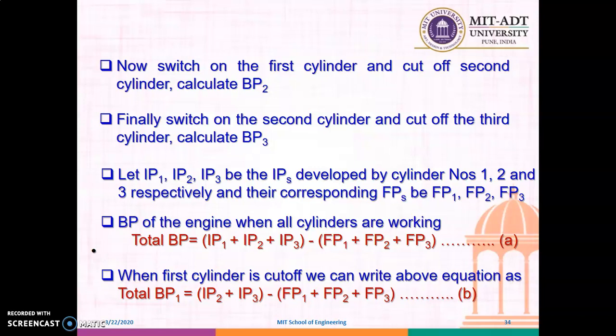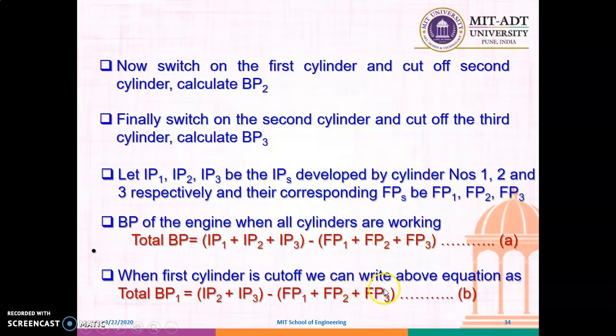Now, the brake power of the engine when all cylinders are working. For that we are writing the equation. What is the fundamental relationship between brake power, indicated power and friction power? Brake power is the difference between indicated power and friction power. That's what is explained by equation A. Now this BP is the brake power of the engine when all cylinders are working. That is written as BP is equal to the sum of IPs of all cylinders, IP1 plus IP2 plus IP3, minus the sum of the friction powers of all cylinders, FP1 plus FP2 plus FP3.